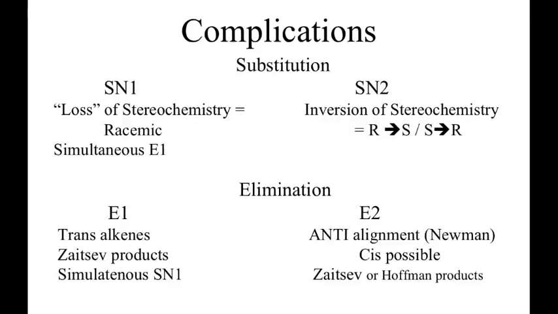With the E1 eliminations, it's not really a complication, it's more just a summary. You're looking at trans alkenes. You want your Zaitsev products, so your most substituted double bonds, and you're going to expect that to run simultaneous with the SN1 reaction. With the E2 elimination, the E2 is just going to be kind of a pain. You have to be aware that you've got the anti-alignment, which means you're going to have to use Newman projections. This means that you get cis products as a possibility, even though trans are more favored generally.